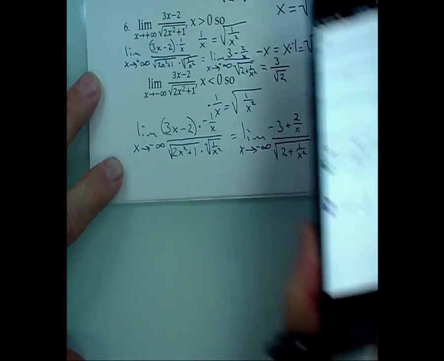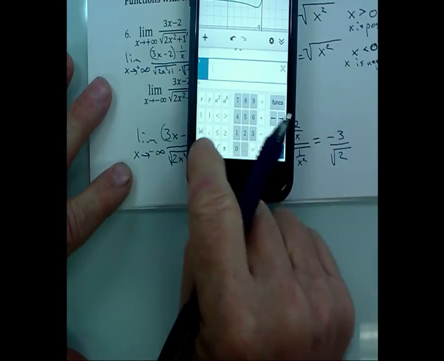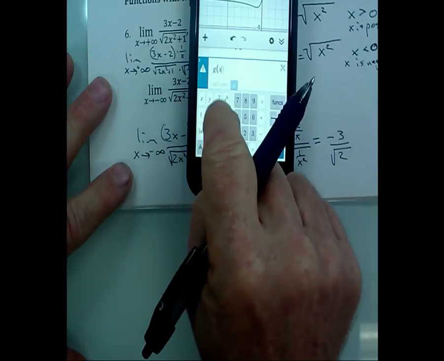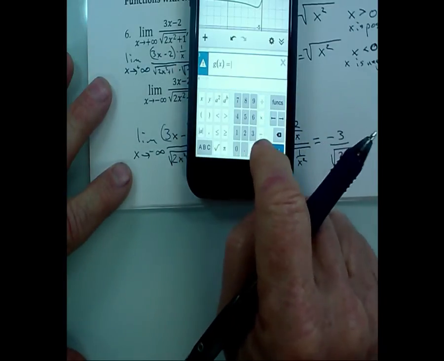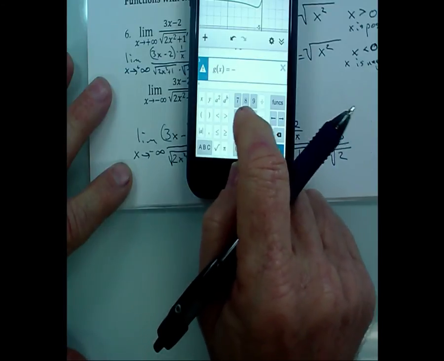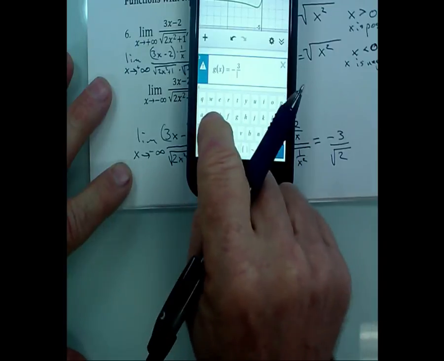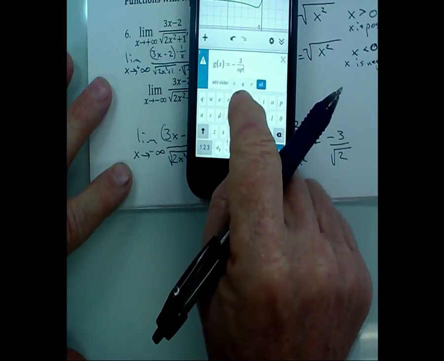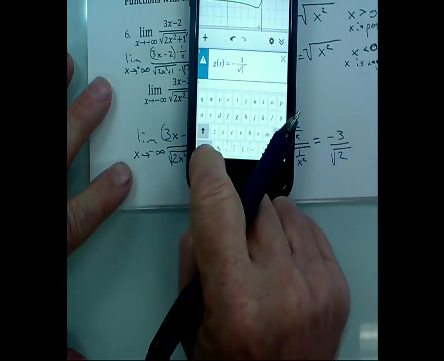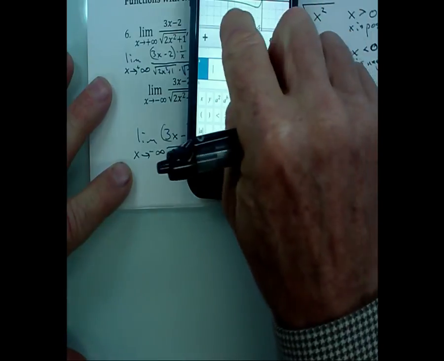So now I'm coming to this. And I'm going to type in here, g of x equals negative 3 divided by sqrt. You said 2, didn't you? And now take a look.